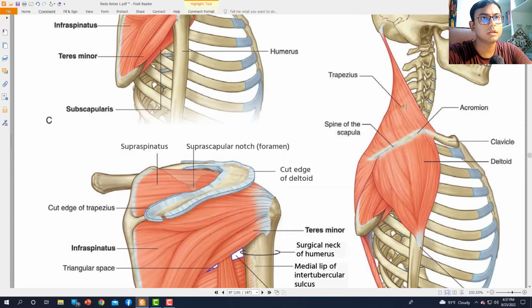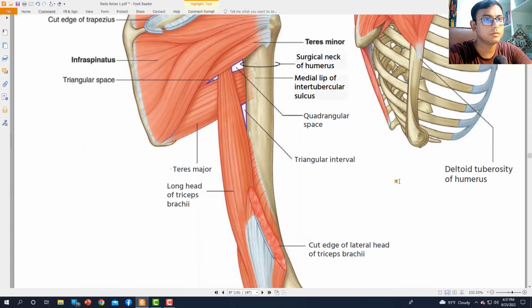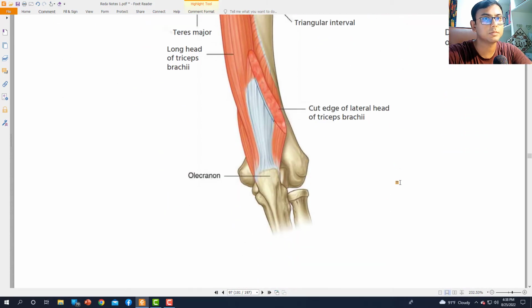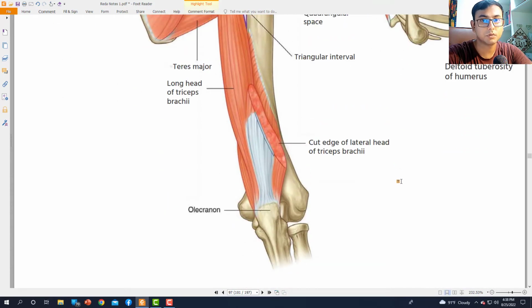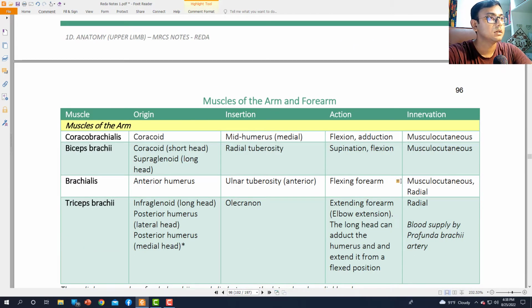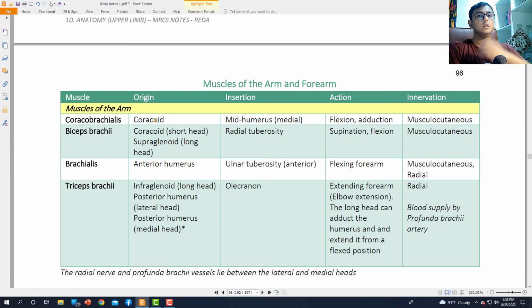So this is the deltoid, this is the trapezius and spine. Just remember that these muscles, their nerve supply and their attachment are very important for the MRCS exam. Now the muscles of the arm. Now this is the neck complete.